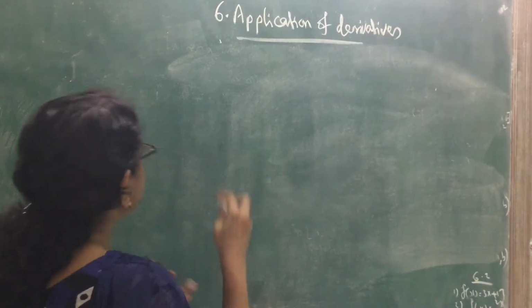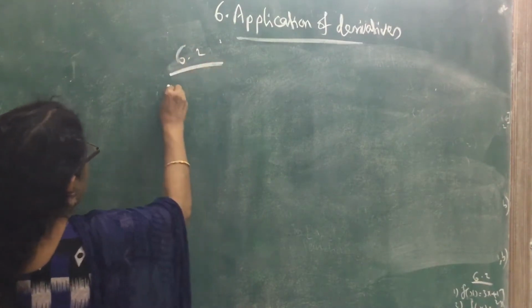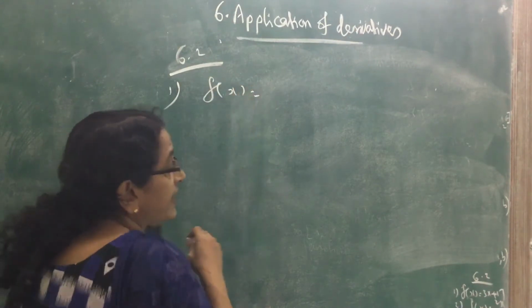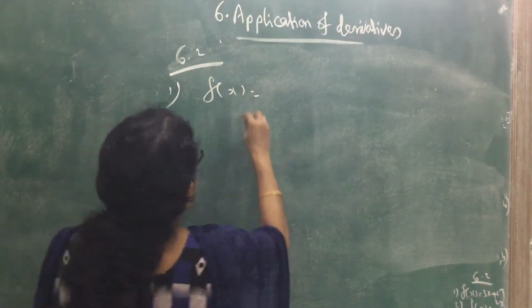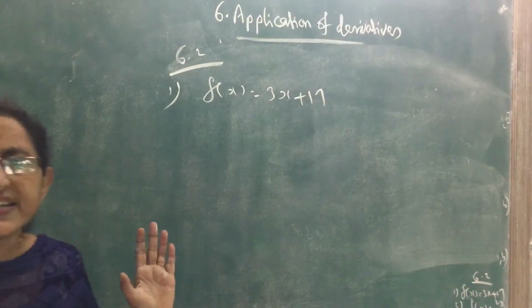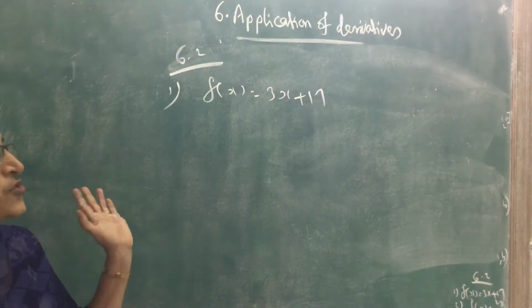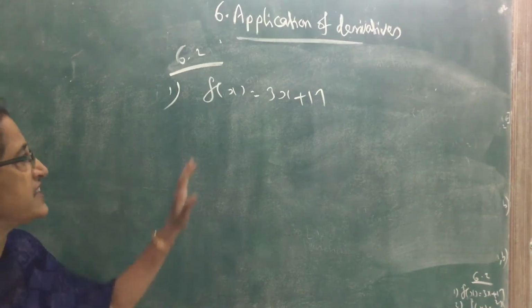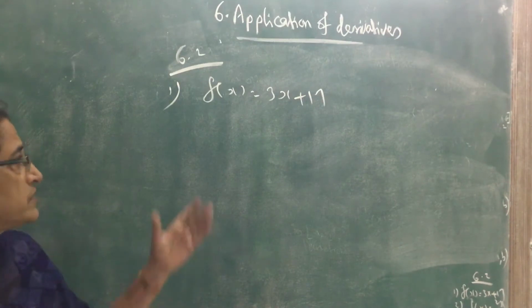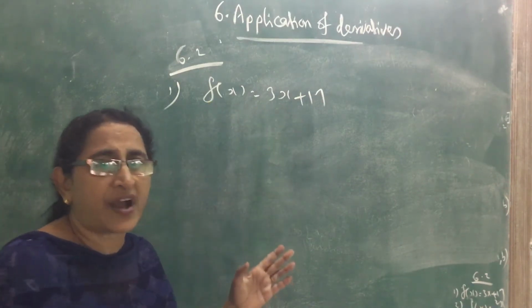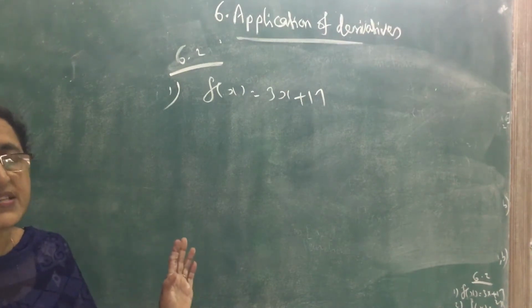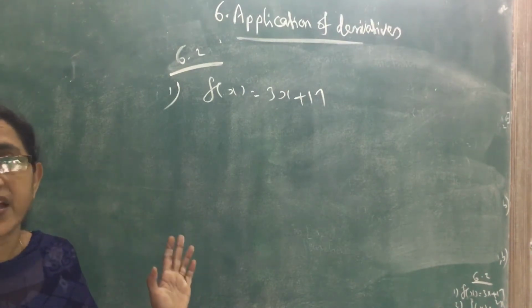Now exercise 6.2, first question. We have to prove that f of x equal to 3x plus 17 is strictly increasing in the set of real numbers. We know this function is a polynomial function and the domain is the set of all real numbers. So we have to prove that this function is strictly increasing in the set of real numbers or in the domain.